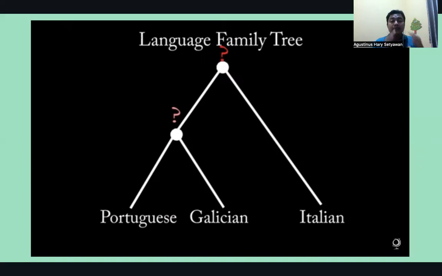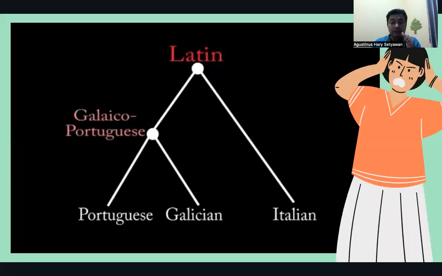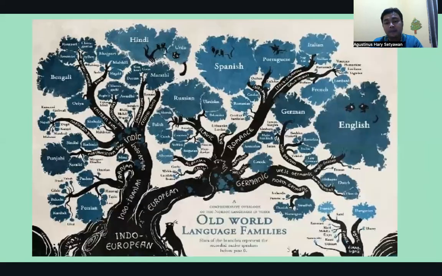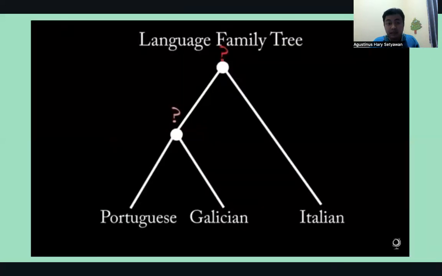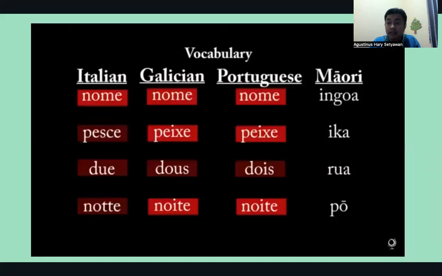The Portuguese and Galician share the same Galicio-Portuguese, and then they have the similarity with the sublanguage of Latin. Latin. So here is the relation. If you want to know about the family of the word in general, but here it's specific, right? Based on the case, based on the word list, the core vocabulary that is compared.